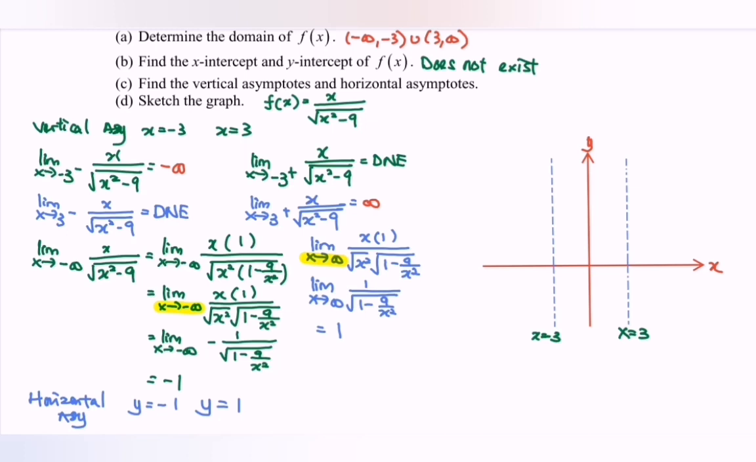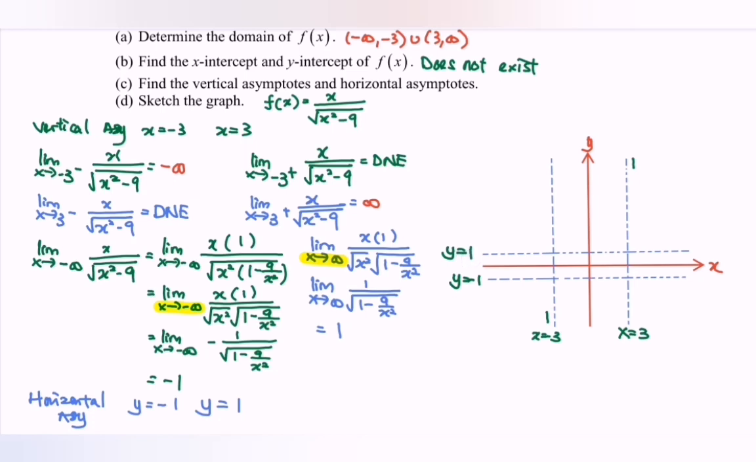Next, refer to the behavior as x approaching negative 3 from the left. The graph will be decreasing. As x approaching negative 3 from the right, it does not exist. As x approaching 3 from the left, it does not exist. As x approaching 3 from the right, it is increasing. Continue. As x approaching negative infinity, we will have negative 1, so that is the horizontal asymptote. Another horizontal asymptote will be 1. So here we have y equals negative 1 and y equals 1.